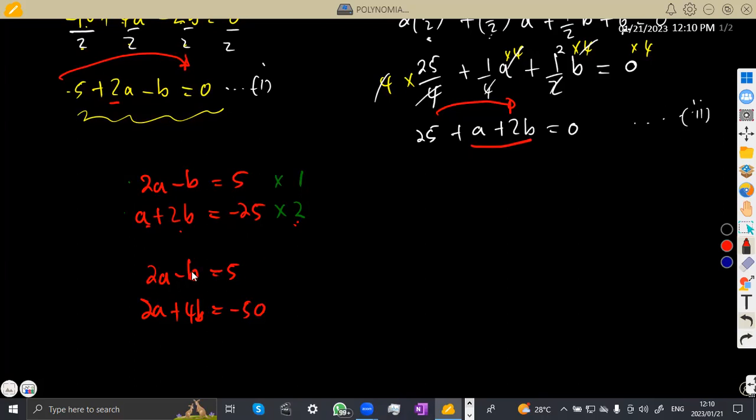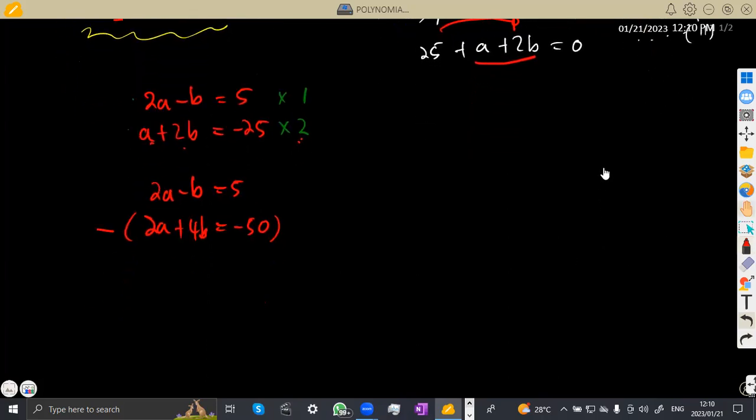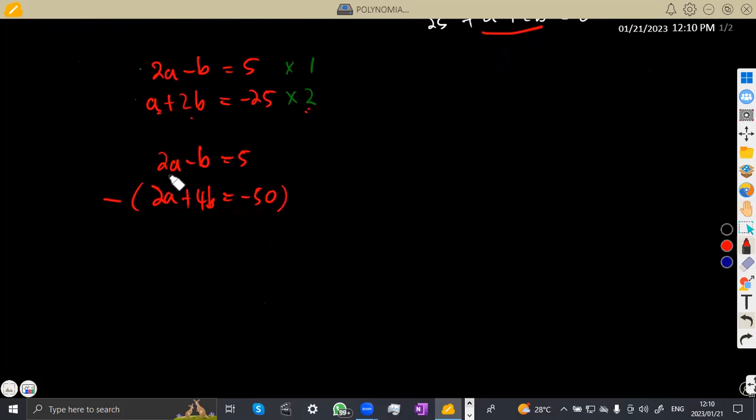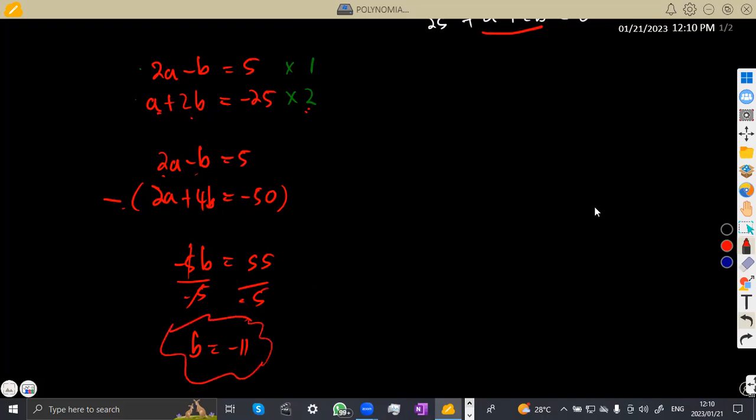All right, so after multiplying by 2, to eliminate, we can simply subtract the second equation from the first equation. What we obtain is 2a minus 2a, that's 0, minus b minus 4b, that's minus 5b. So minus 5b is equal to 5 minus 50. Take note, 5 minus 50 is negative 45, so actually 5 minus 50, that's 5 plus 50, which is 55. Divide by negative 5 by negative 5, b is equivalent to negative 11. All right, so I have the value of b, which is negative 11.